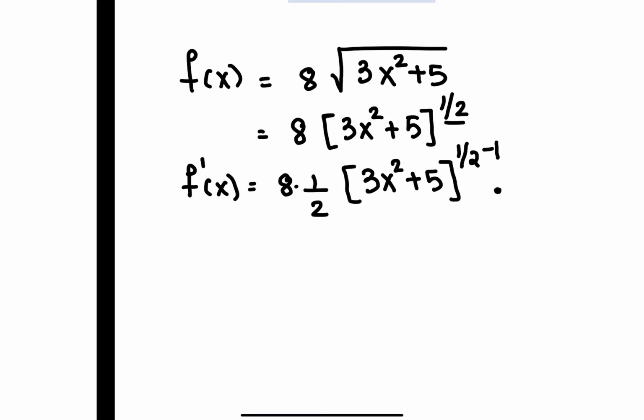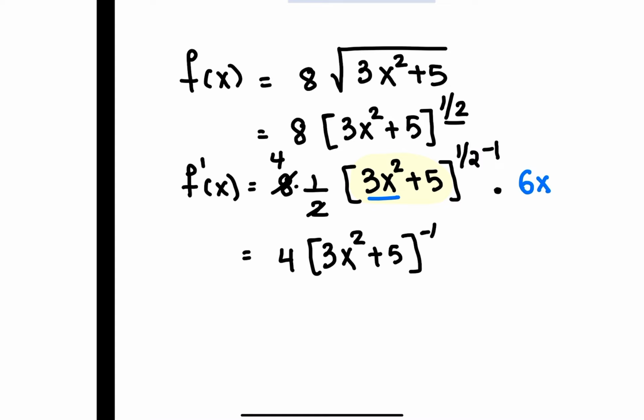Am I done? No, because you left this whole function by itself. And what should you do? You have to find the derivative of that function, which is, derivative of 3x squared is 6x, derivative of 5 is a 0, so I don't have to put that down. Once I do that, let me go ahead and simplify this. 2 goes into 8 4 times, 4, 3x squared plus 5, half minus 1 is negative half times 6x.